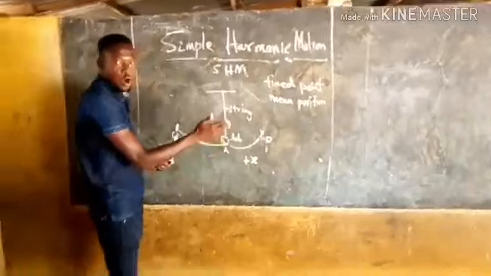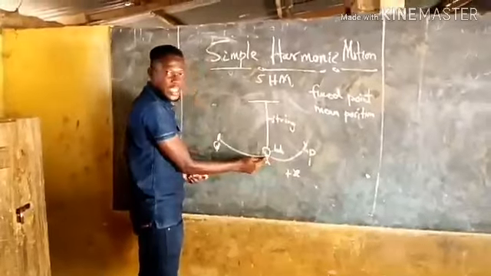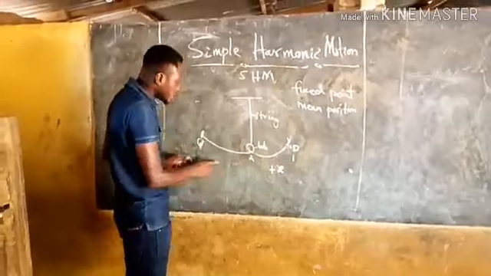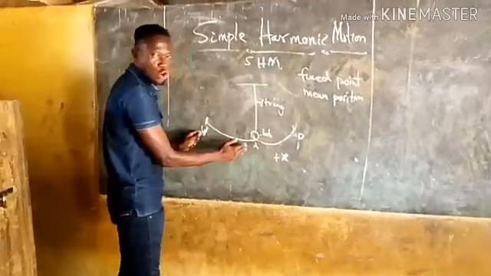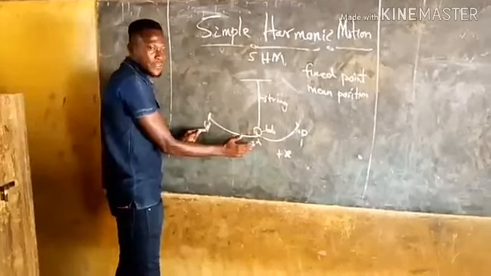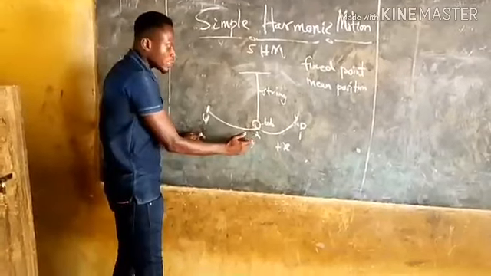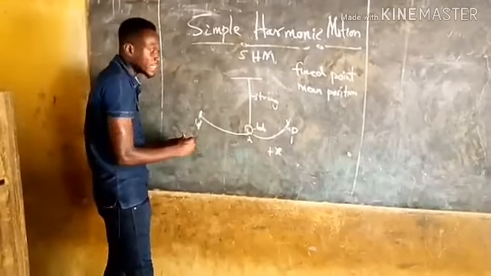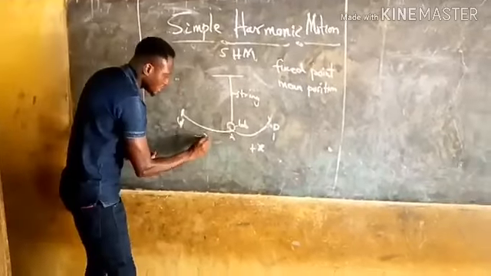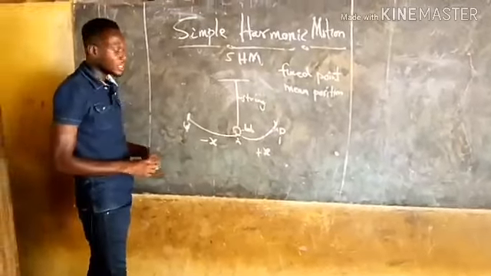Then if the ball moves across point A from point P and reaches the other extreme end, which is point Q, we can also determine the displacement covered by the body. But this time around, the body is moving from the mean position A towards the left, so we assign negative. So that becomes the displacement: negative.